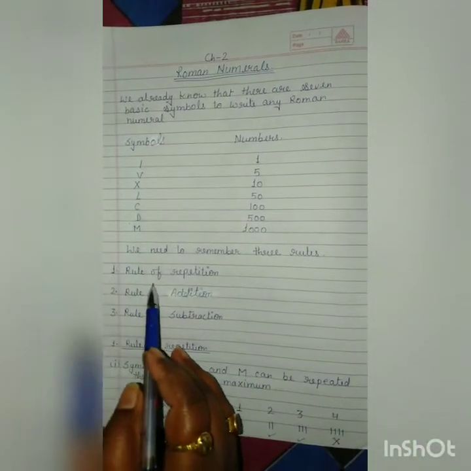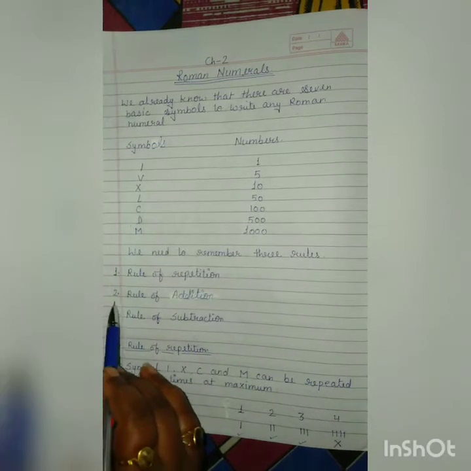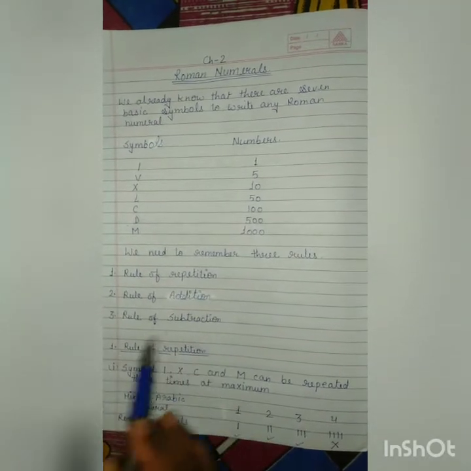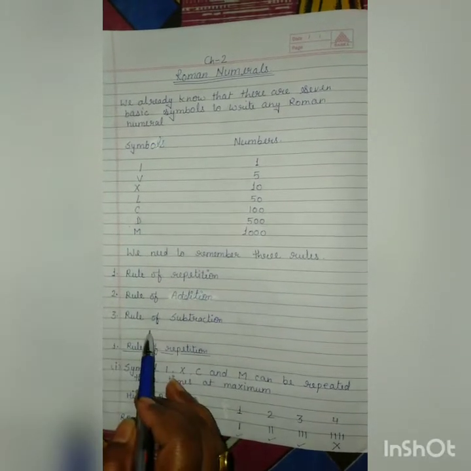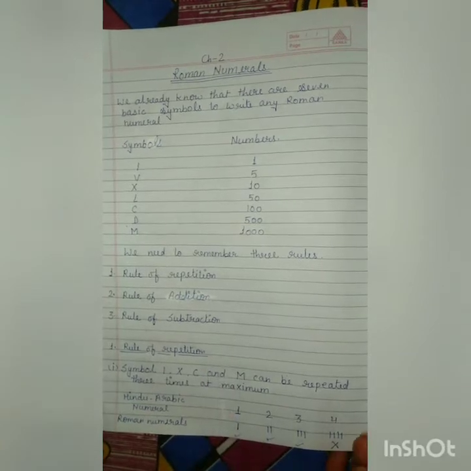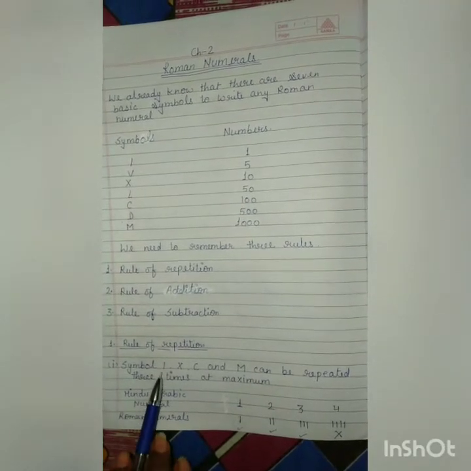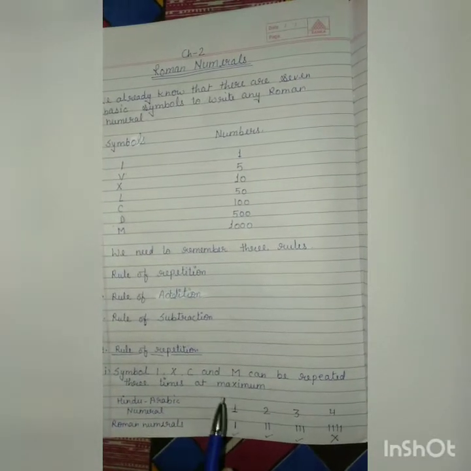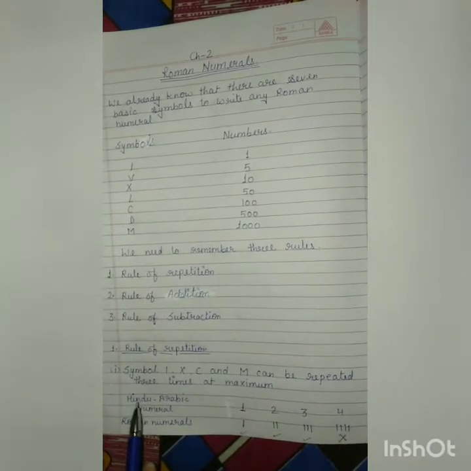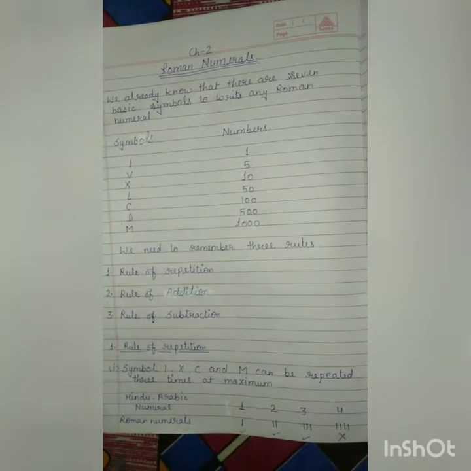Rule 1, rule of repetition. Rule 2, rule of addition. And rule 3, rule of subtraction. Rule 1 of repetition: symbols I, X, C and M can be repeated three times at maximum.